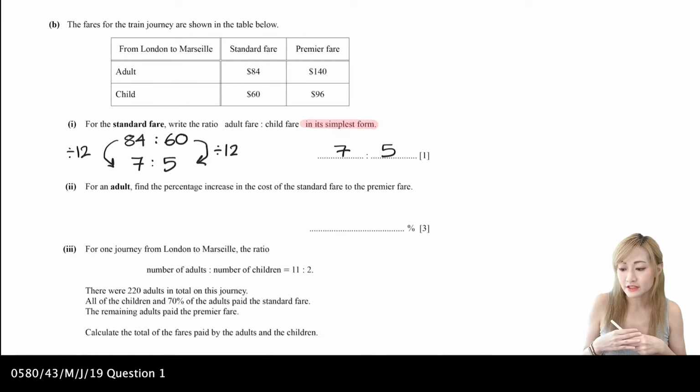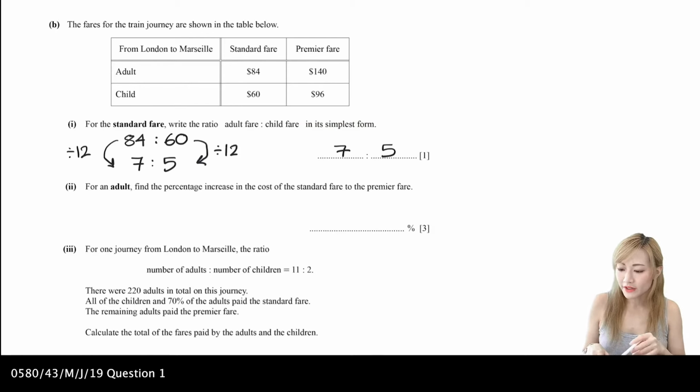Or you can just type 84 divided by 60 into your calculator and press the button for the answer as a fraction, and you will get 7 over 5, because the calculator will give you the answer as a fraction in its simplest form right away.